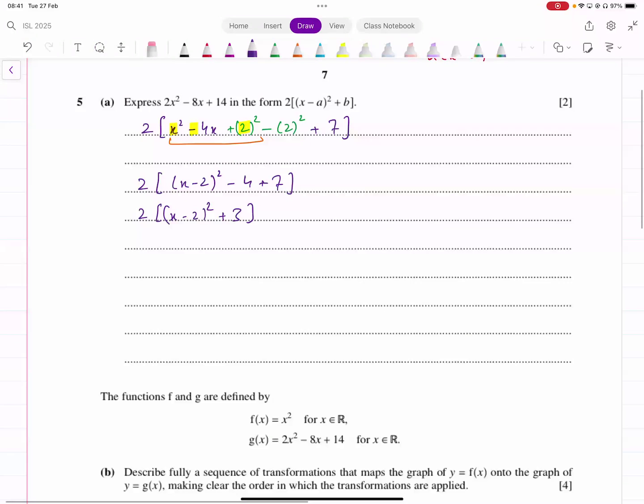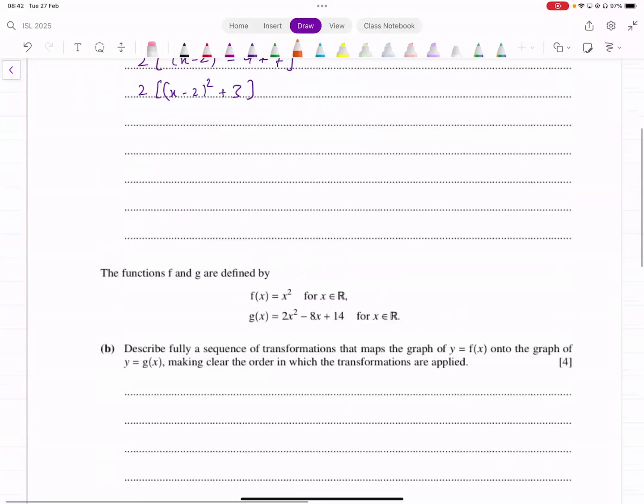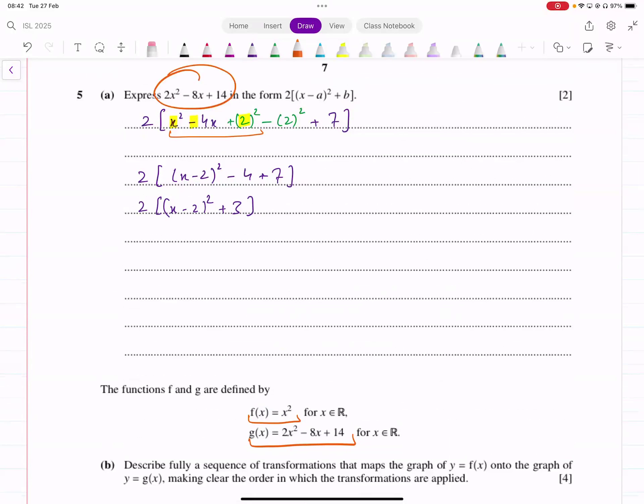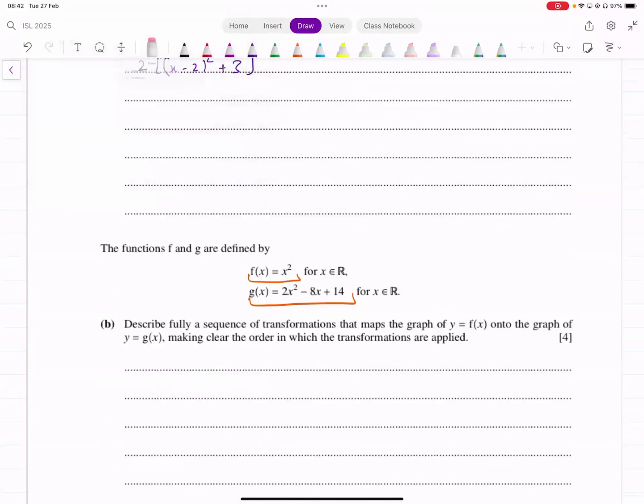अब वो कहता है the functions f and g are defined by this. f of x is x² and g of x is 2x² - 8x + 14. एक फंक्शन f of x है, दूसरा g of x है. और g of x आप देखें वही है जो उसने फर्स्ट पार्ट में दिया हुआ था, ये एक्सप्रेशन. Describe fully a sequence of transformations. A sequence of transformations, that means it's going to be multiple transformations that maps the graph of y equals f of x onto the graph of y equals g of x, making clear the order in which the transformations are applied. Order का ध्यान रखना है. कौन सी ट्रांसफॉर्मेशंस हो रही है ये आपको लिखनी है यहाँ पे. f of x से g of x पे जाना है.